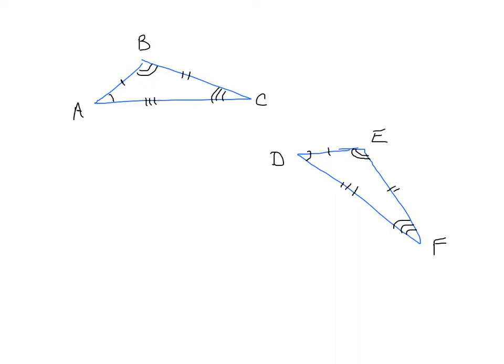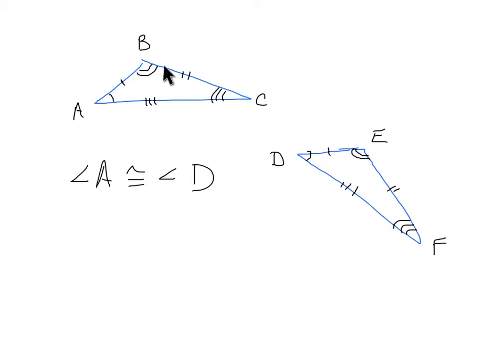Okay, so here we have two triangles, and I'm going to make the claim that the two triangles are congruent to each other. But in order for us to be sure that they are congruent, we have to check if each side of each triangle has a corresponding congruent side, and same for angles. So let's check the angles first. So we have here angle A, and it is in fact congruent to angle D. So we are all set with angle A and angle D.